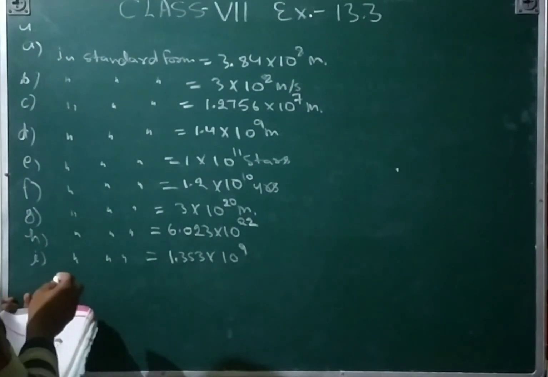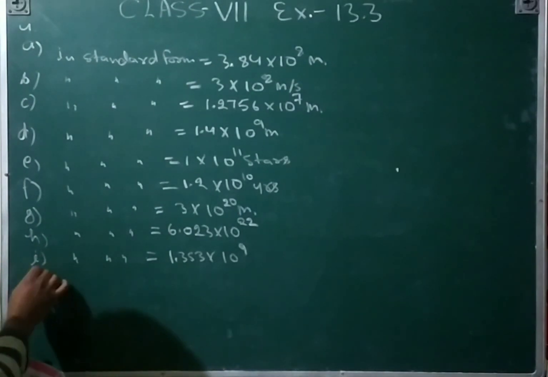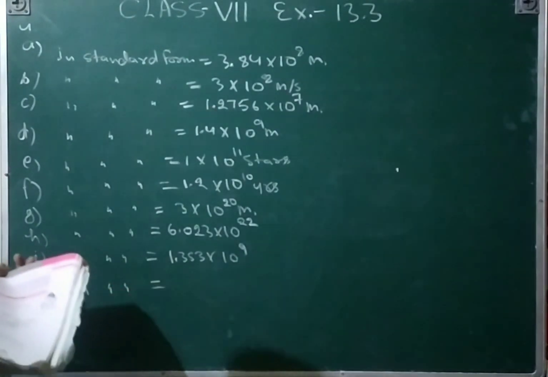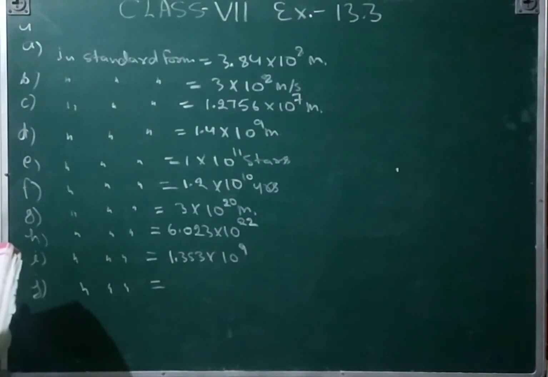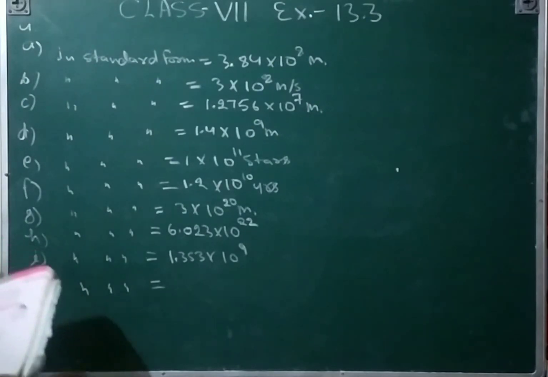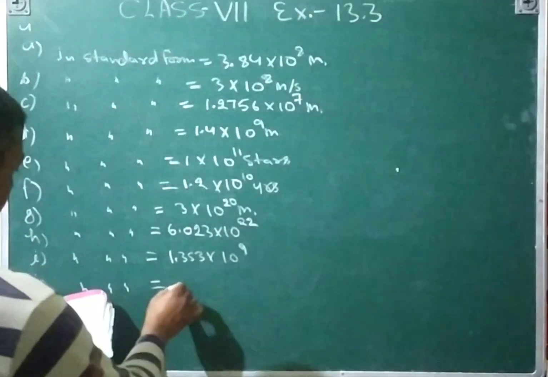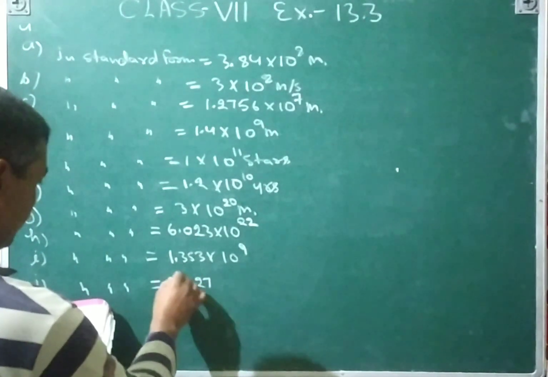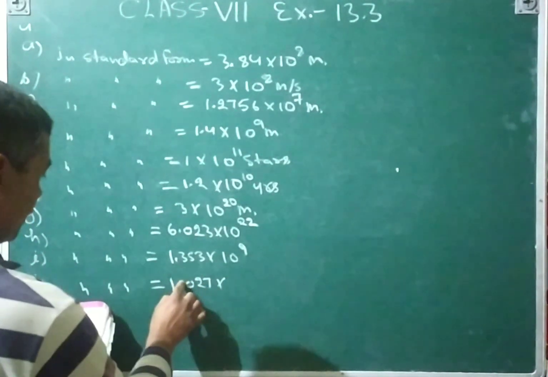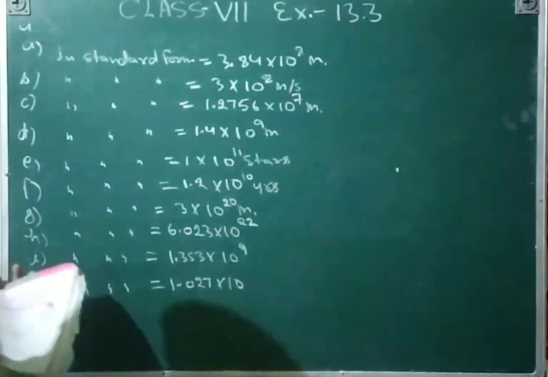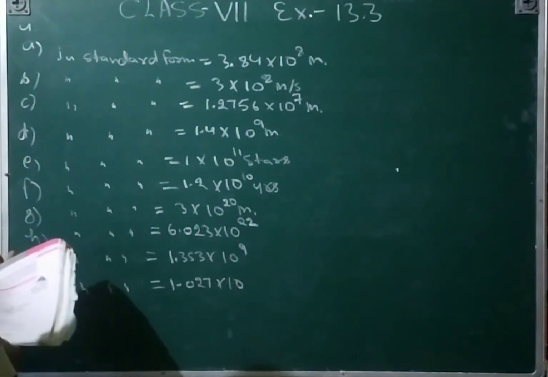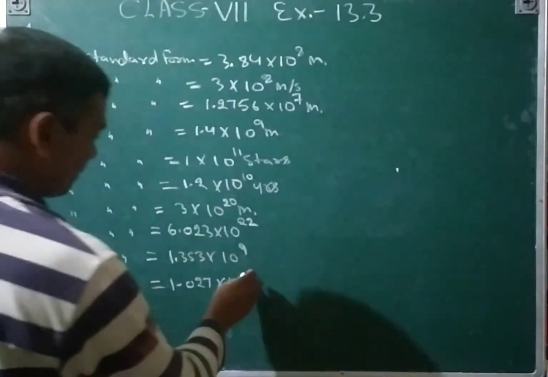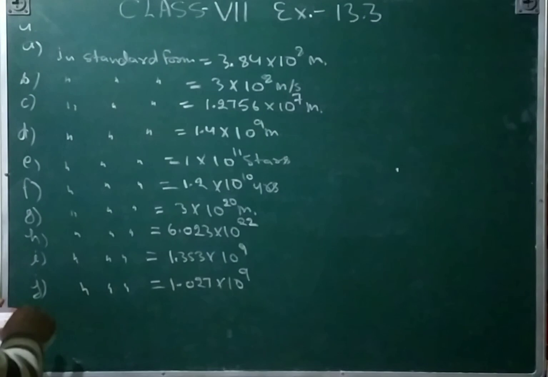J part in standard form is equal to, the population of India is that, so 1 decimal 027 into 10 power, how many there? 3, 6, 9. 9 power.